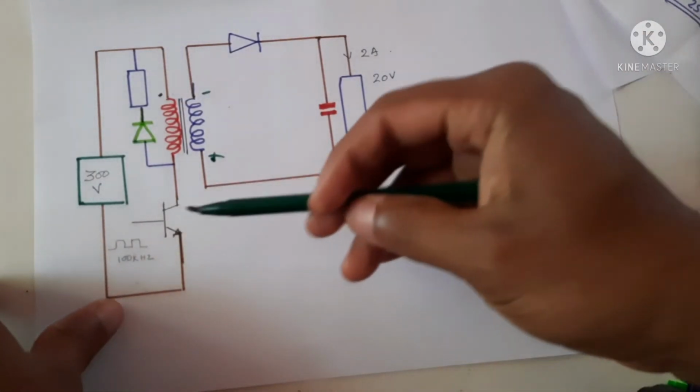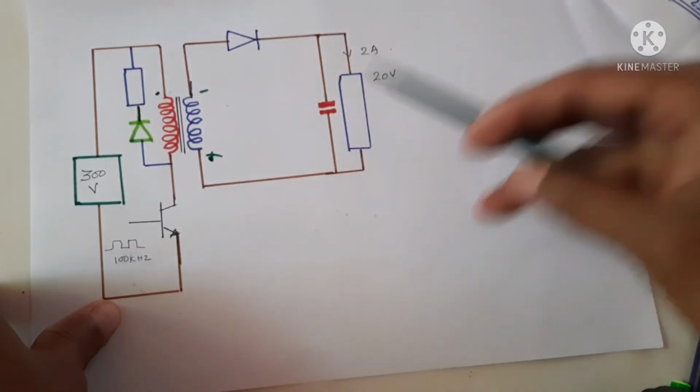So these are the voltage ratings of the transistor, the diode and the capacitor.